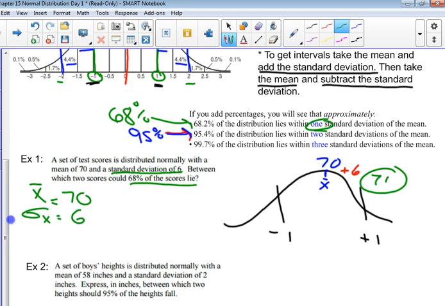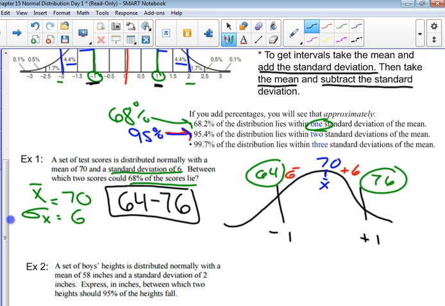So if you guys took 70 and you add 6, what do you get? 76. Awesome. Now, 1 standard deviation, you do need to go to the +1 and to the -1. So to go to the left, what we're going to do is subtract it. So let's take 70 minus 6. Yep, 64. Perfect. So the test scores in this set of data, where 68% of the scores are going to be, is going to be between the interval of 64 and 76. And that's it. That's your answer.